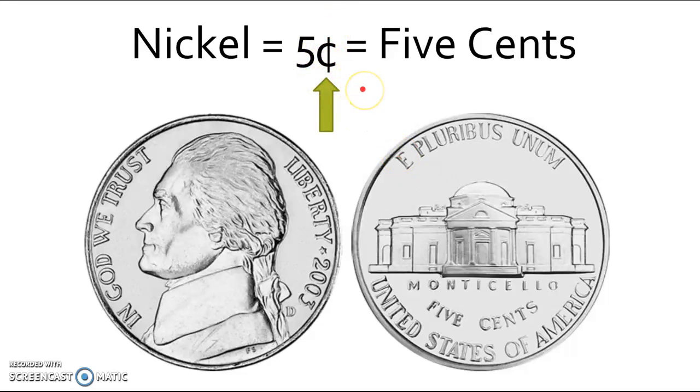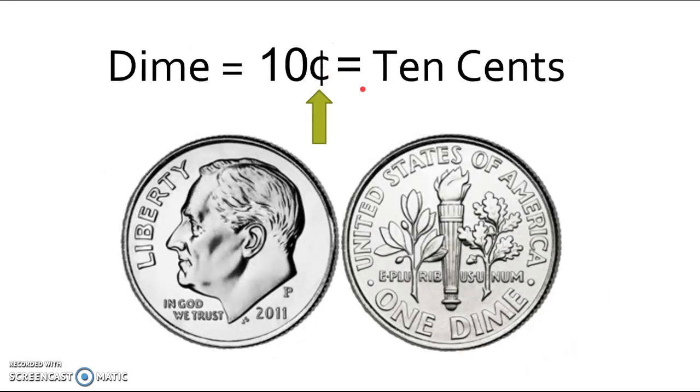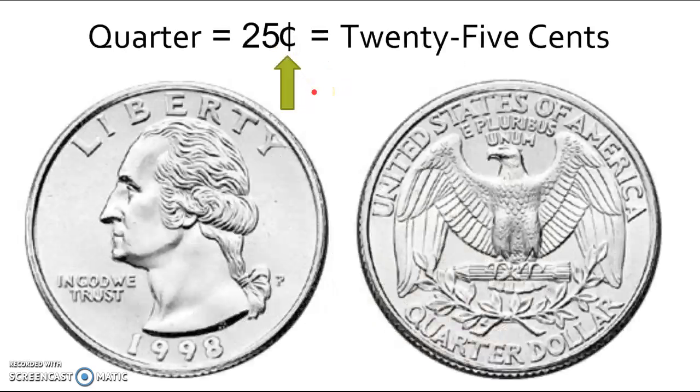Now we're looking at a nickel. A nickel is worth 5 cents. Now let's look at a dime. A dime's worth 10 cents. And last is a quarter. A quarter's worth 25 cents.